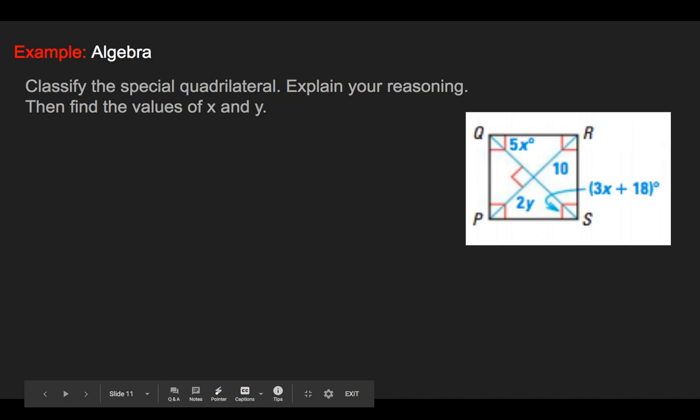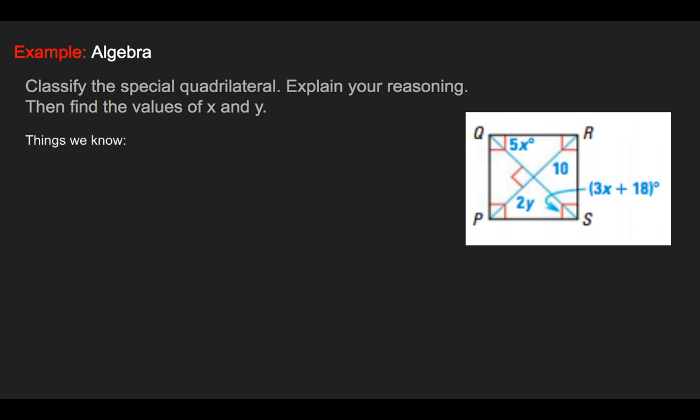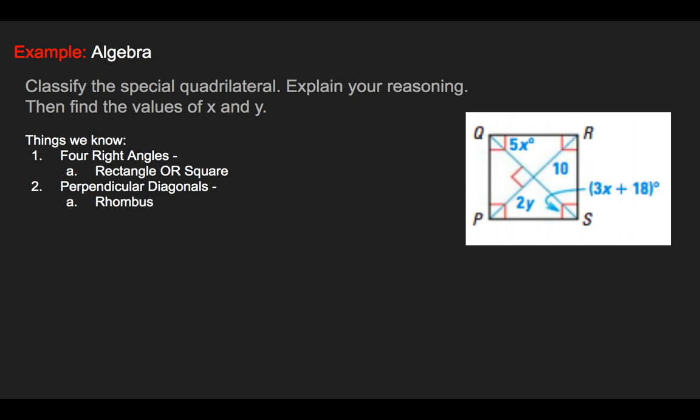Classify the special quadrilateral. Explain your reasoning. Then find the values of x and y. I see a quadrilateral PQRS. PQRS has 4 right angles, meaning it's a rectangle or a square. PQRS has perpendicular diagonals, meaning the diagonals meet at 90 degrees. This tells us it has to be a rhombus.